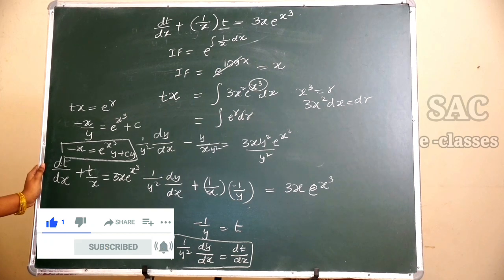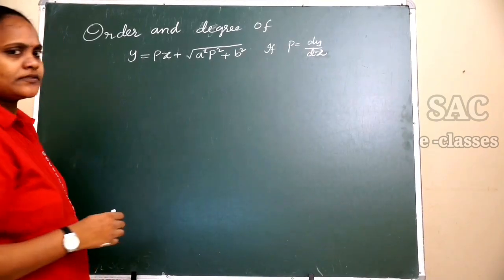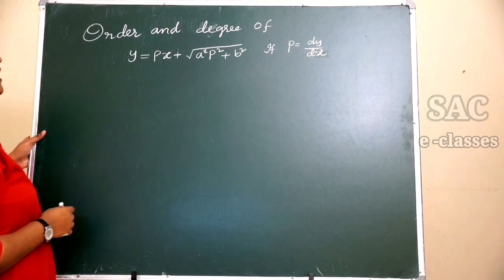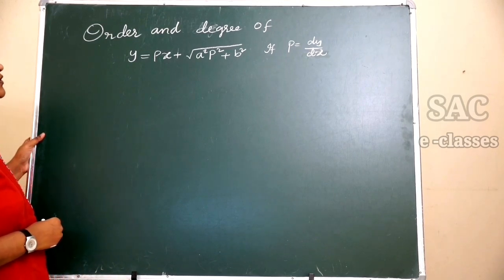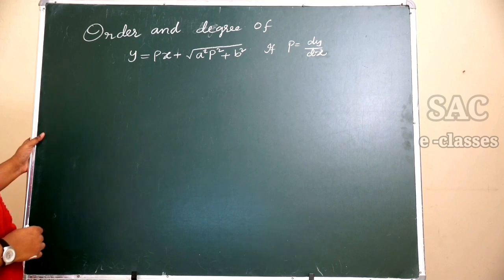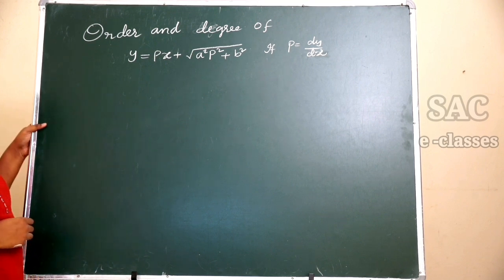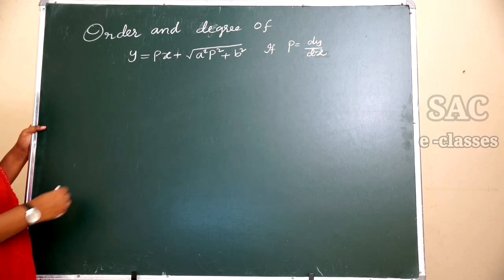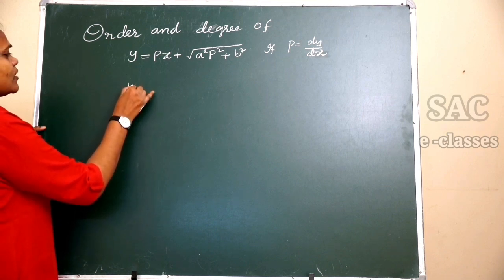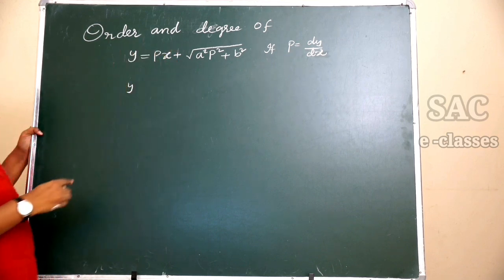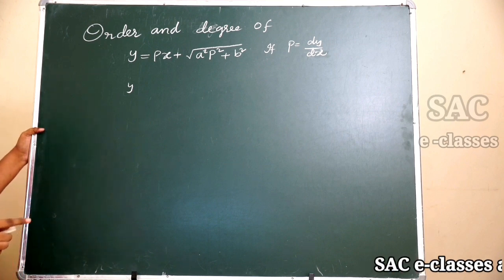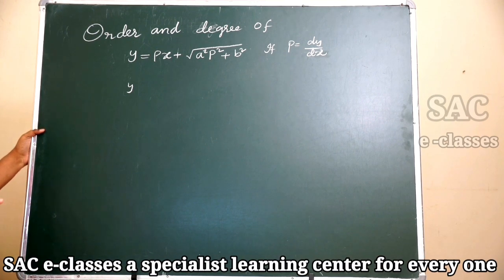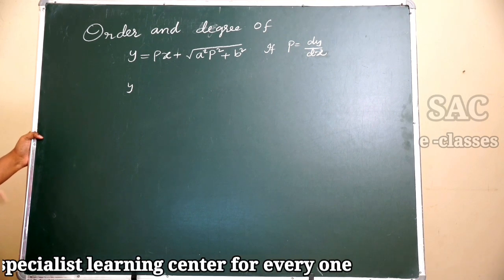Let's move to the next problem. The next problem is the order and degree of y equal to px plus root over a square p square plus b square, where p equals dy by dx. It is one of the important models and was also given as one of the PYQs in the MSET 18 TS. Now, to simplify this, whenever we want to find the order as well as the degree of any differential equation, we should eliminate the rational powers.